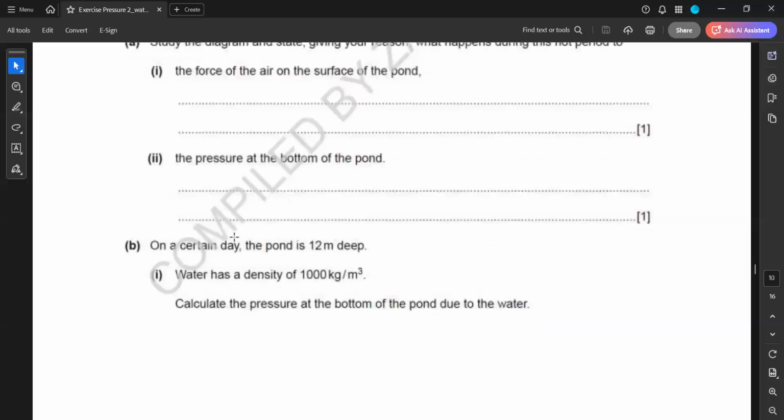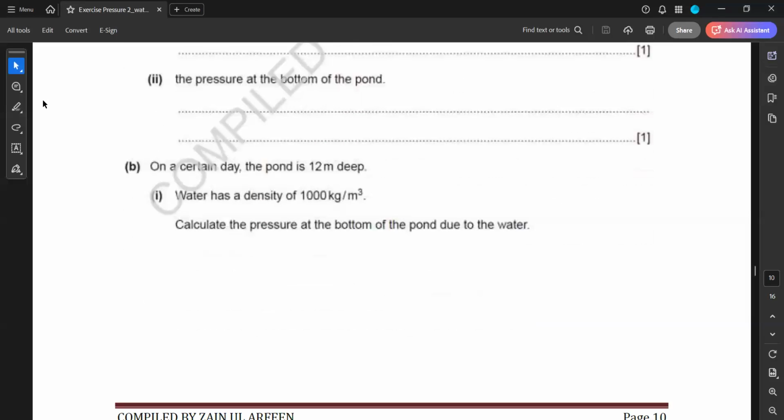Part A1 and 2. The next is on a certain day, it's 12 meters deep and 1000 is the density of the water. So we have the formula P equals DGH. The density times gravity times depth will get the pressure, which will be 1000 times 9.8 times 12, and that'll give the whole answer.